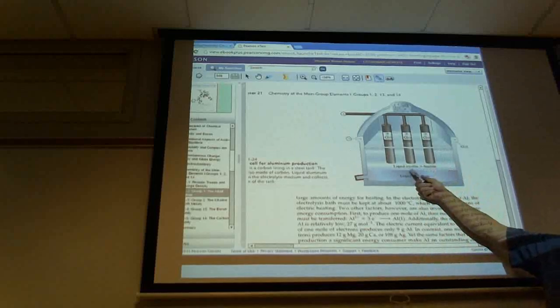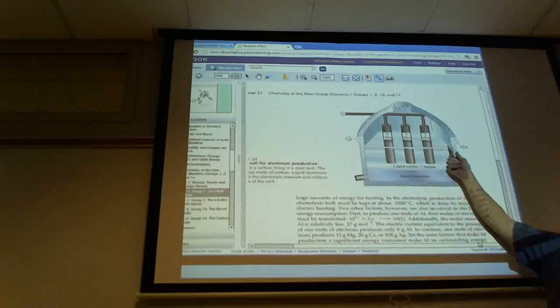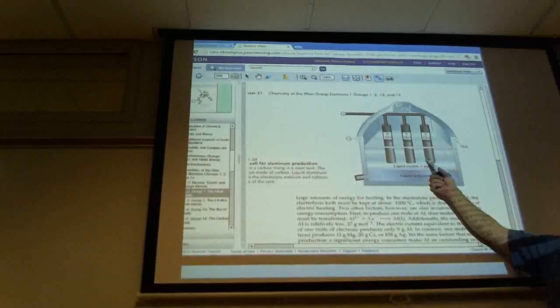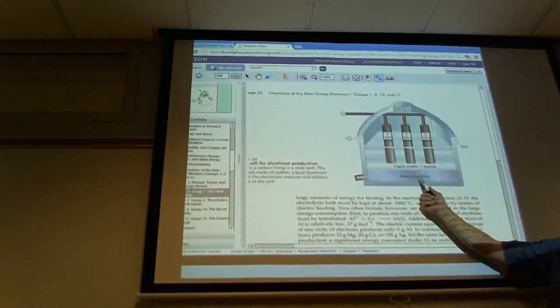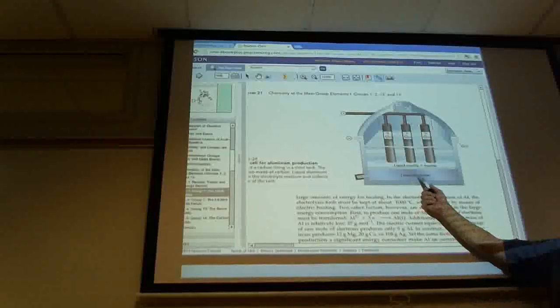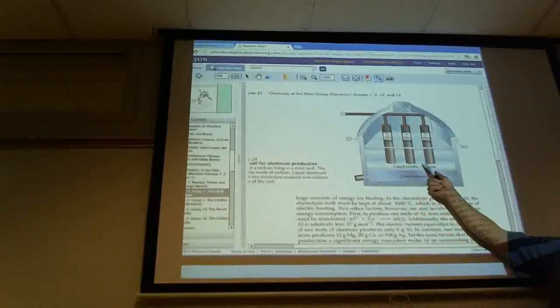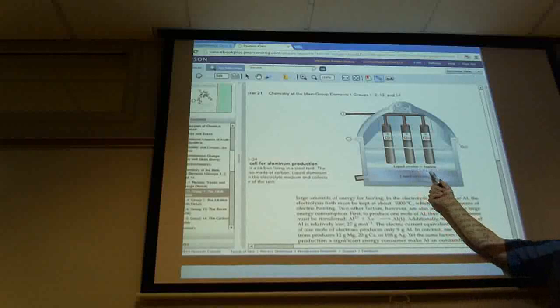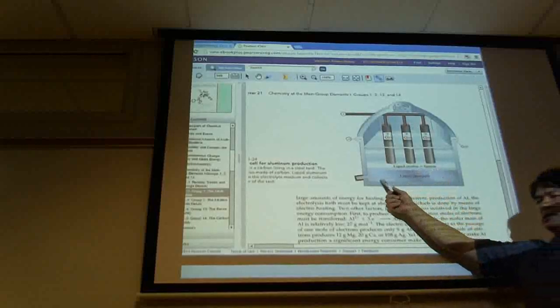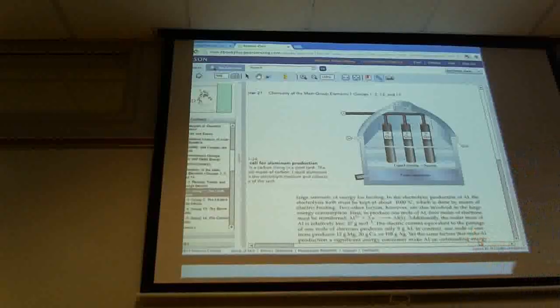Liquid cryolite's not so hard to melt. A lot easier to melt. So you get that molten and then put this in. Then you can electrolyze it and form liquid aluminum. Aluminum is more dense than cryolite and bauxite, so it sinks at the bottom here. Drain it off. So this is one pot deal.